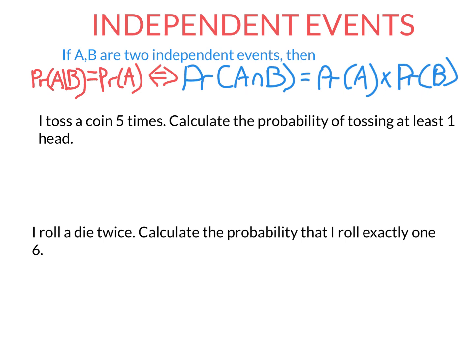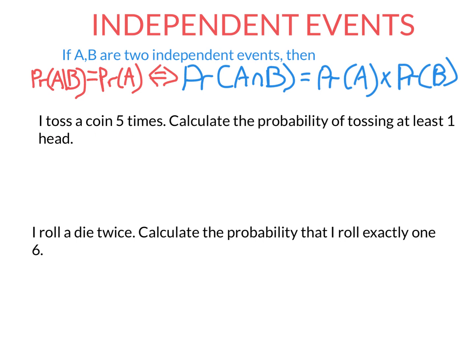These two are equivalent. So if two events are independent, then the probability of A and B equals the probability of A times the probability of B. This is a very, very useful tool in probability. So I'll illustrate that with an example.